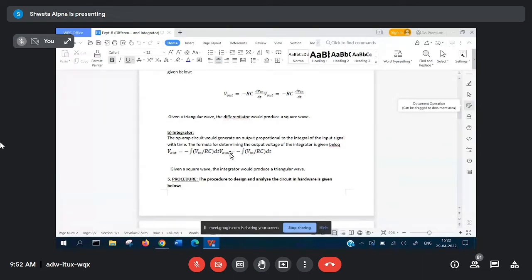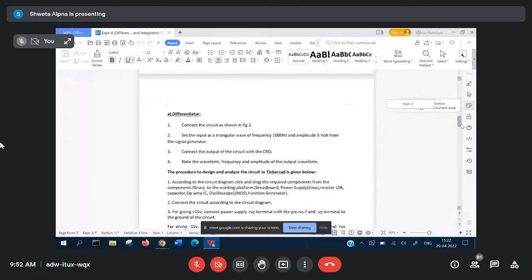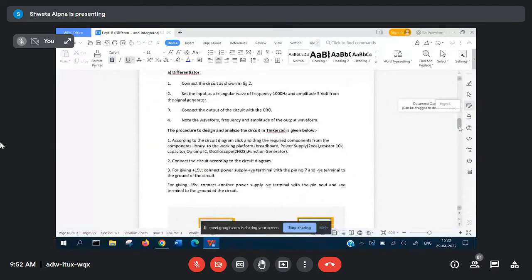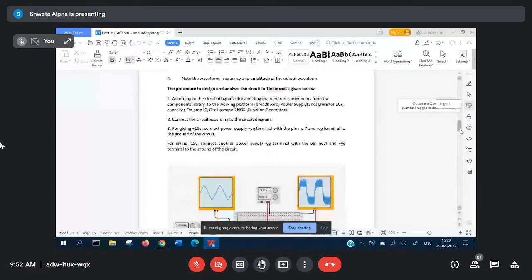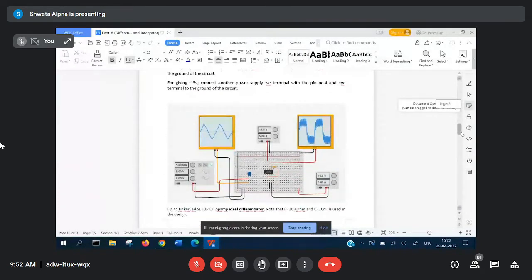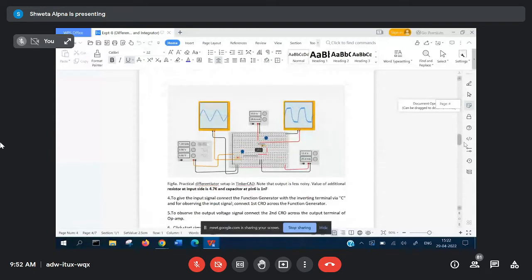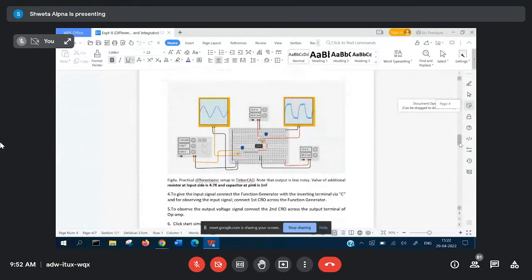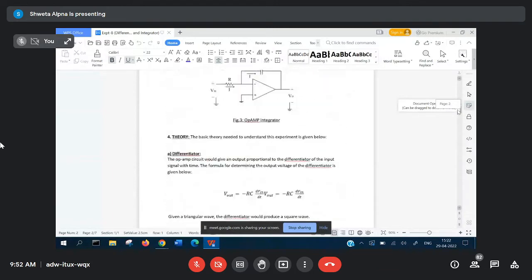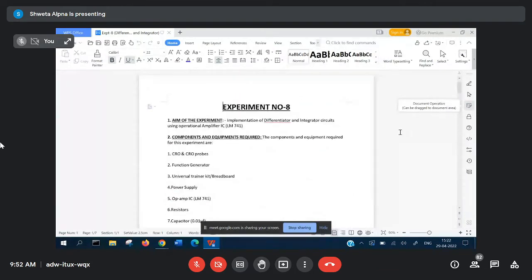So these two circuits today you will design in the Tinkercad and check whether the appropriate waveform you are getting or not for the differentiator and integrator. And so rest of the things, sir and ma'am will guide you. Rebati ma'am is there and Chinmay sir is there. They will guide you how to perform this experiment.